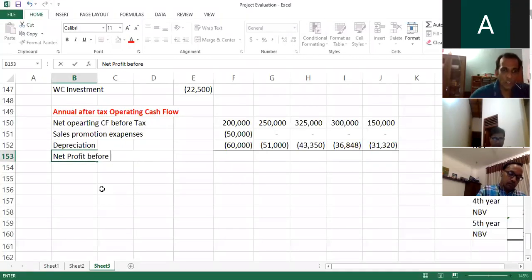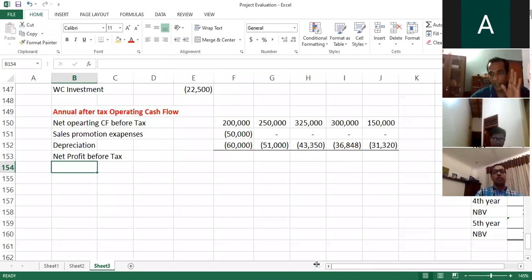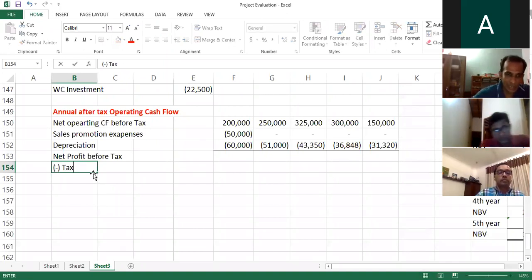You know how to calculate these values now, right? So when you deduct these values, you get net profit before tax. After that, what you need to do? You need to deduct tax. What is the tax rate? The tax rate is given, 39%. So we have to calculate tax at 39%.